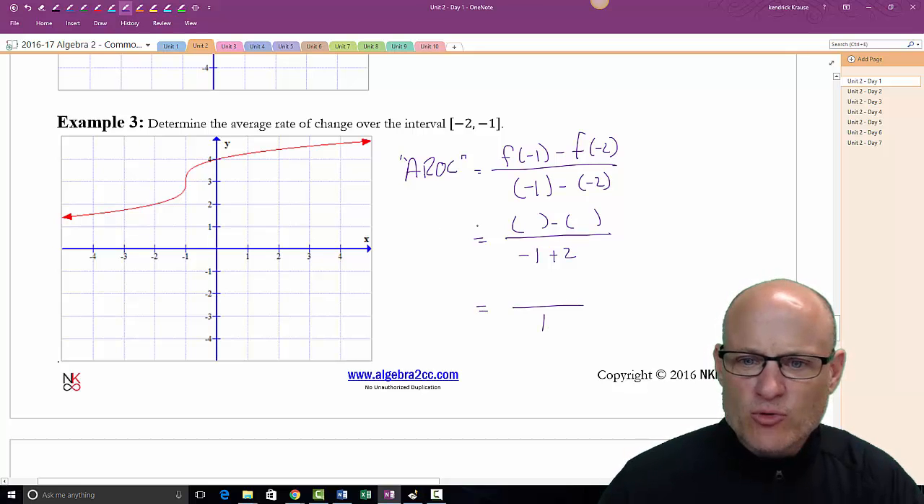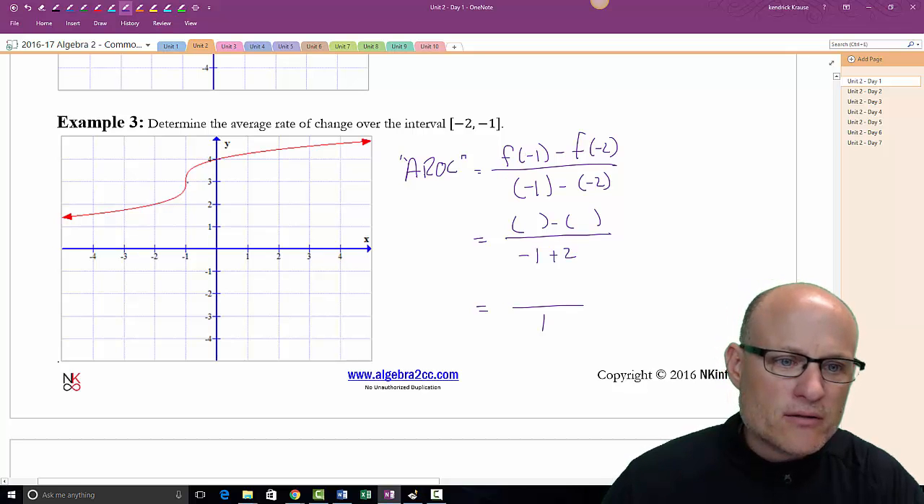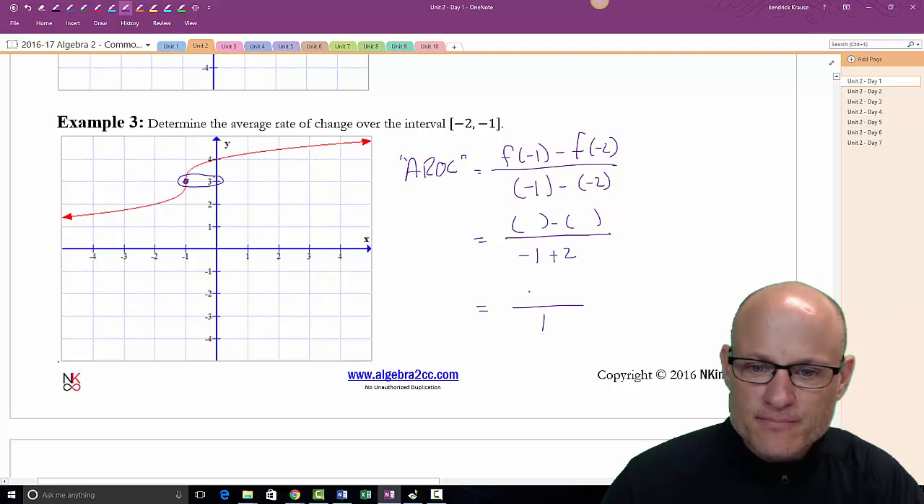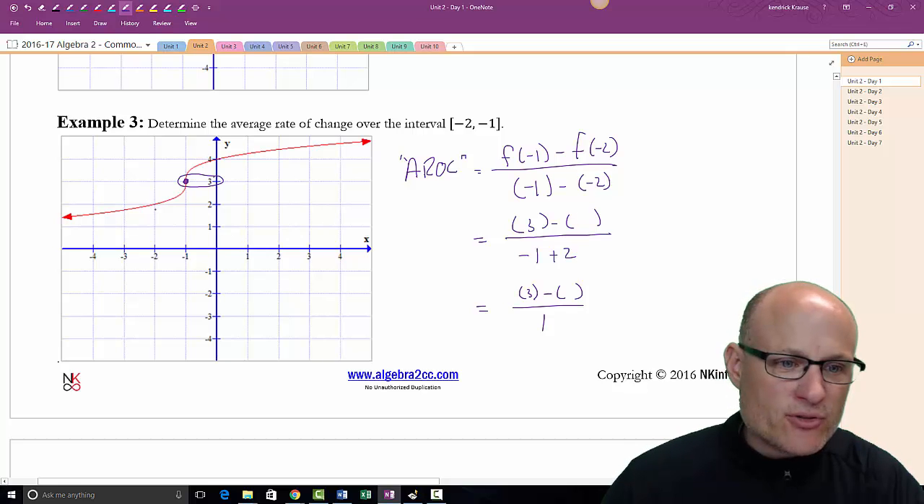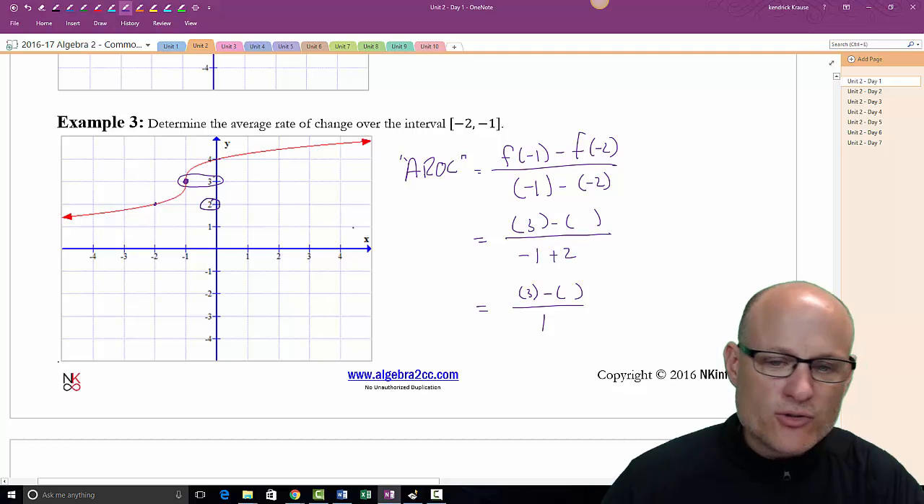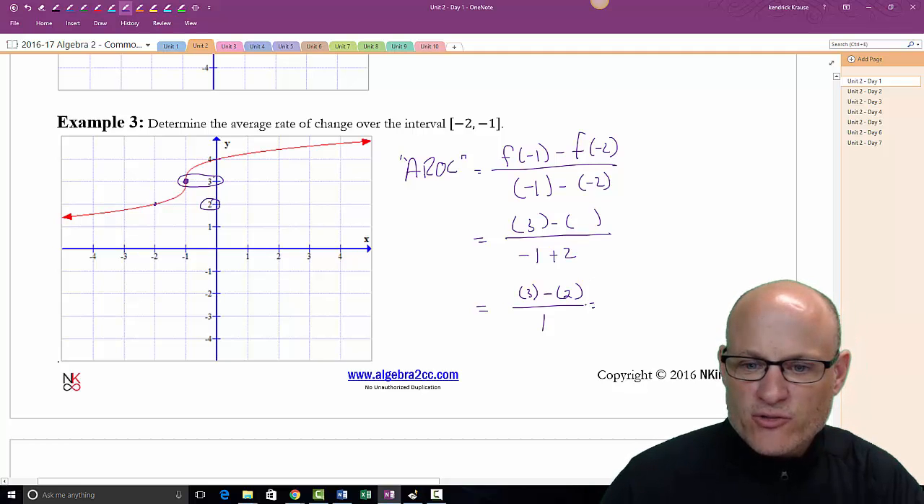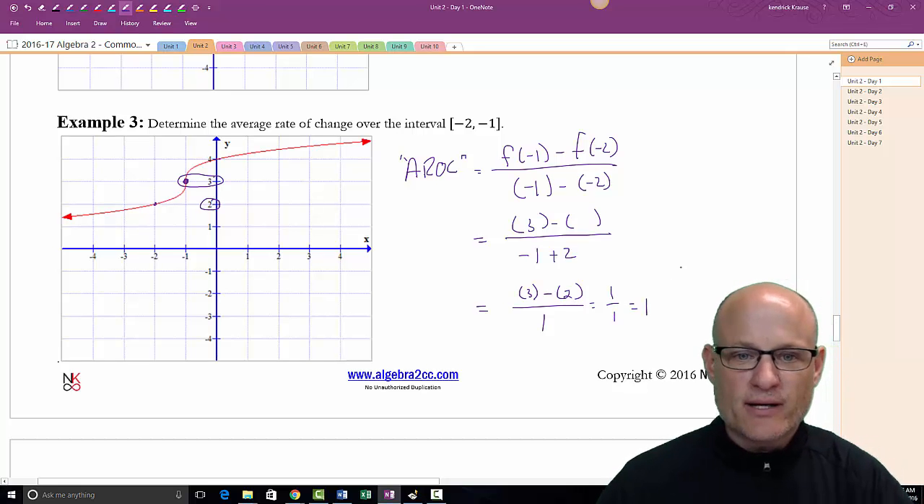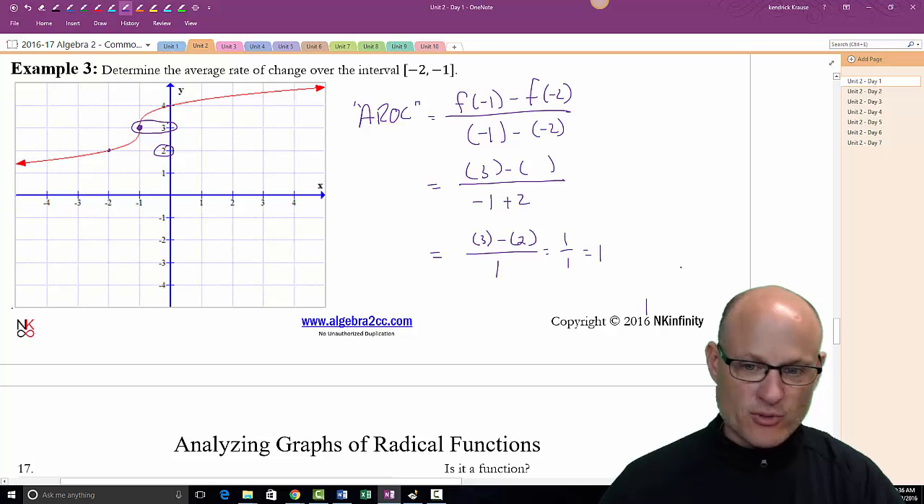So let's see what the numerator is. What is f of -1? What is the y value there? The y value there is 3. What is the y value at f of -2? Oh, the y value there is 2. So this is just 3 minus 2, which is 1 over 1. So the answer is just 1. Oh man, I'm probably right by my big head. The answer is 1.